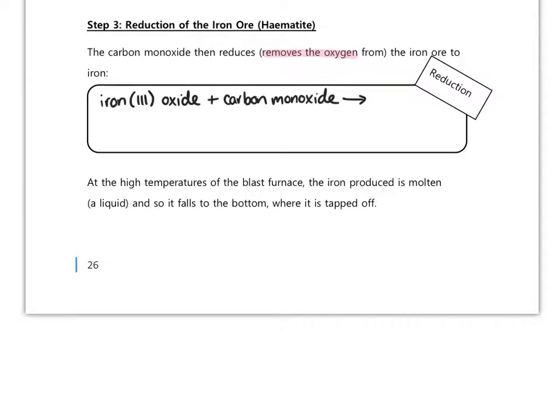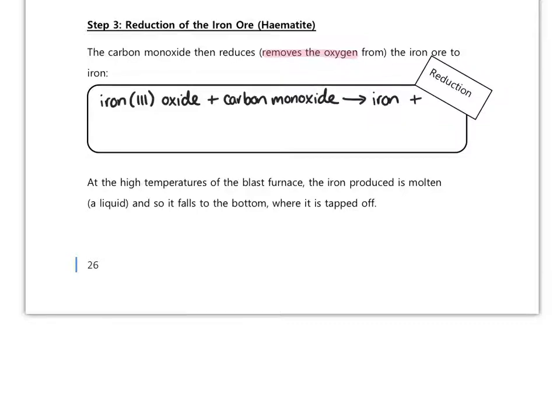So on the left hand side of our equation we have our iron oxide, and that, remember, is iron 3 oxide. It's going to react with our reducing agent, carbon monoxide. So if the carbon monoxide is there to remove the oxygen from the iron oxide, what do you think is going to be produced? Well, if oxygen is removed from the iron oxide, we're going to be left with just pure iron, which is our desired product. It's what we want to extract from the blast furnace.